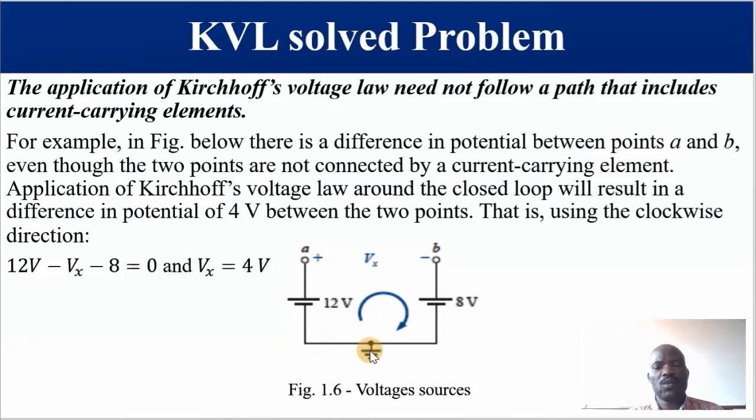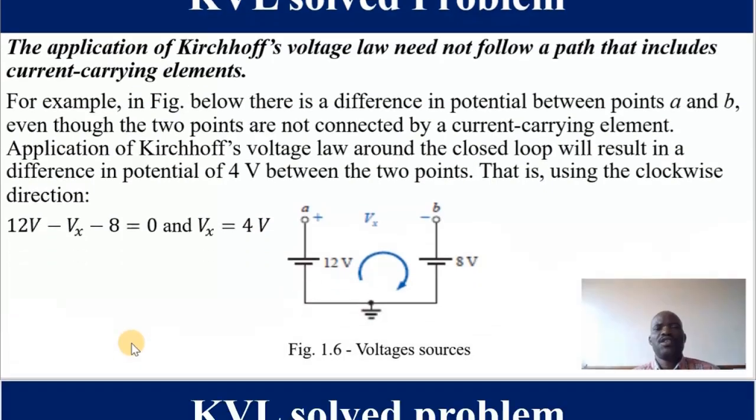And we are going to proceed in a clockwise direction. So this is a potential rise, a potential drop, and also a potential drop. Hence, you are going to say 12 volts minus Vx minus 8 volts gives us 0. So it means your Vx is equal to 4 volts. Simple. The sum of potential rises must be equal to the sum of potential drops. So simple.